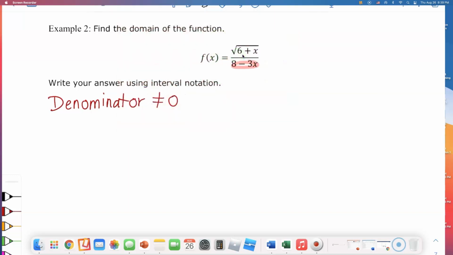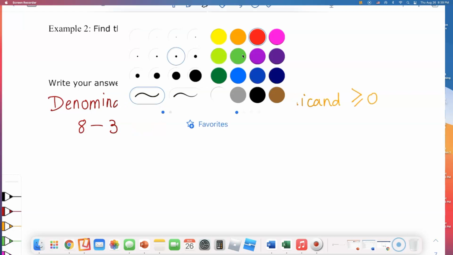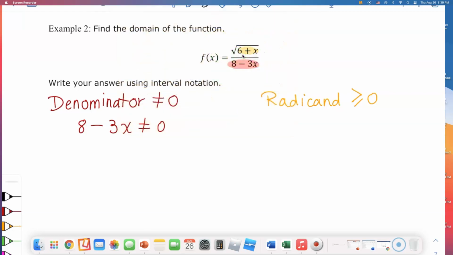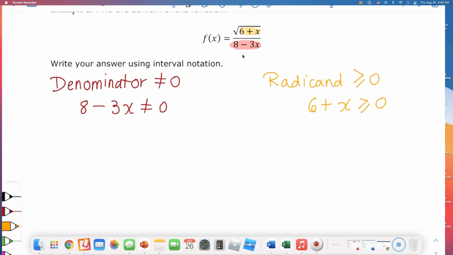Denominator is 8 minus 3x. That shouldn't be 0. What's the second condition? The second condition is that the radicand has to be greater than or equal to 0. And what is a radicand? What is under the square root? It is 6 plus x is greater than or equal to 0. So we wrote both of those first.